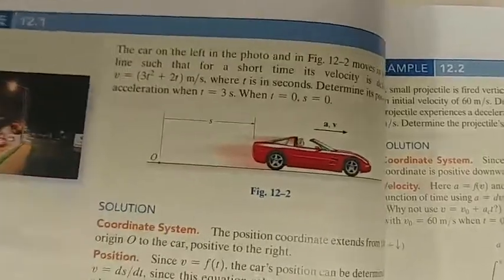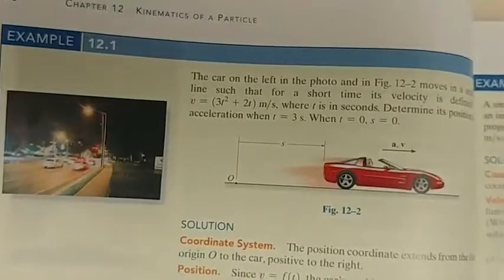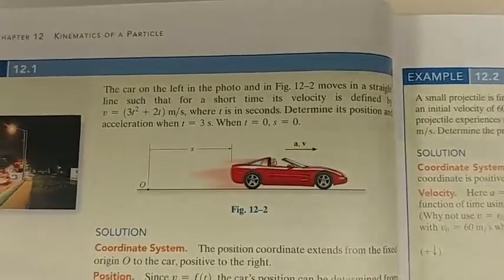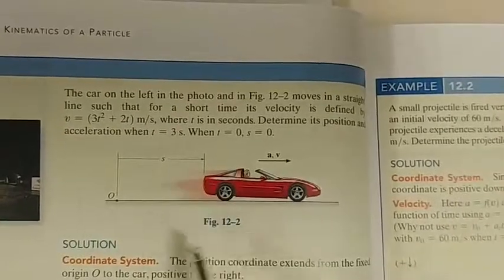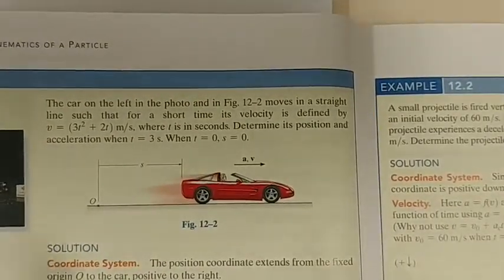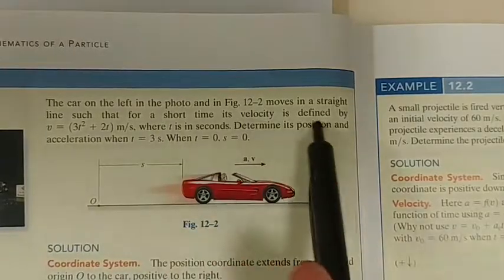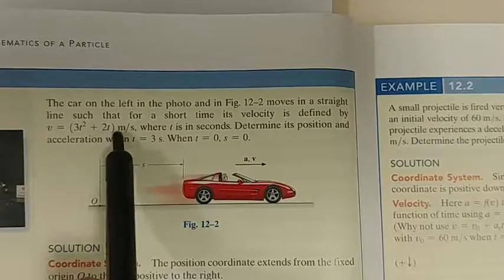Okay, guys, we're going to have a look at example 12.1. It says the car on the left of the photo moves in a straight line, so rectilinear kinematics, such that for a short time its velocity is defined by v = 3t² + 2t.